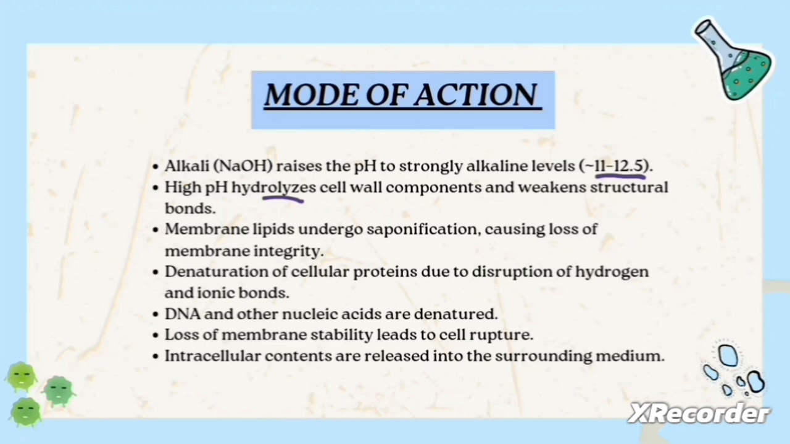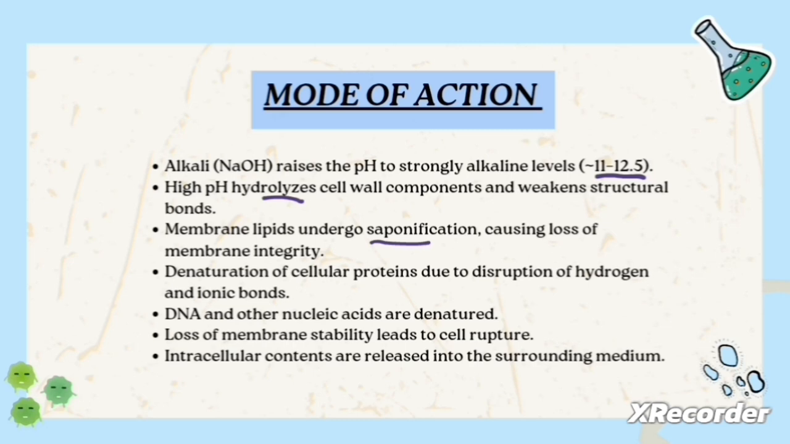Further, the cell membrane lipids undergo saponification, meaning that the alkali reacts with the membrane lipids and converts them into soap-like molecules, which destroys the lipid bilayer. Due to this, the membrane loses its integrity and can no longer act as a protective barrier.